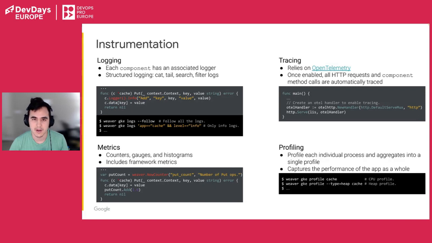Next, we have profiling. I think this one is pretty cool. Go has good support for profiling binaries. You can run a binary and say, hey, take a CPU profile or take a memory profile. Service Weaver extends this one step further.